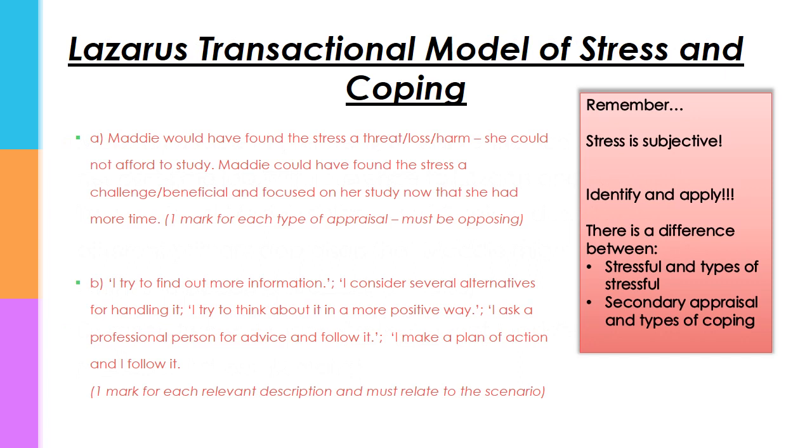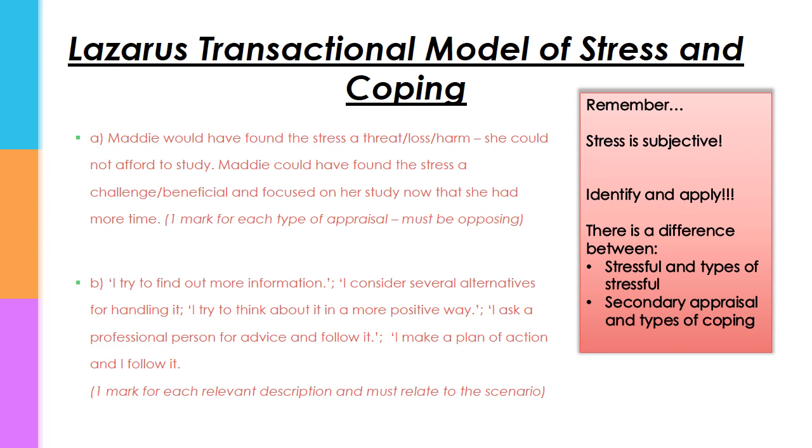So, Maddie could have found the stress a threat, or harm loss. Okay. Now, when you're doing this, you need to make sure that you're identifying it as stressful and the type of stress. You're using keywords and you're applying it to the scenario. So if she perceives it as a threat, you need to say, Maddie is perceiving it as a threat because there is future harm. In future, she might not be able to go to university. If she appraises it as a challenge, there is an opportunity for Maddie to gain something. What could you gain? Whatever it is, okay?